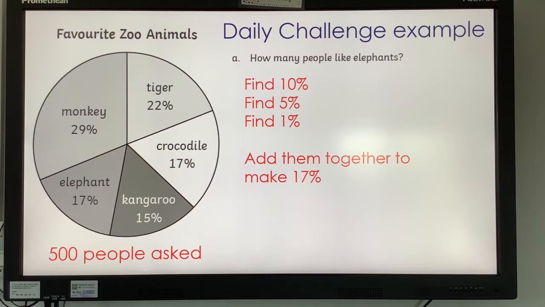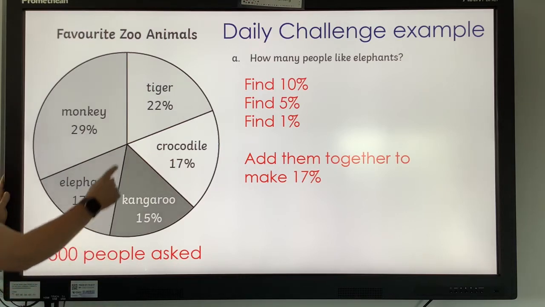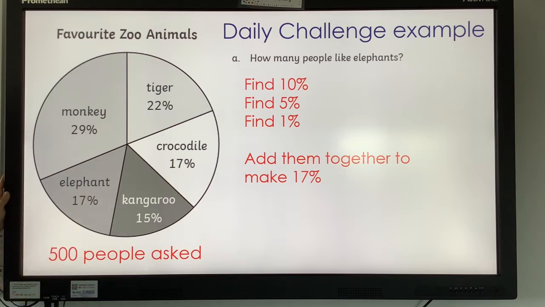So how many people liked elephants? Well here you know that 17% liked elephants. You are working out 17% of 500. You can either do the calculation of 17% of 500 or you can work out 10%, work out 5% and work out 1% and then add them together so you have 17%. Have a go.